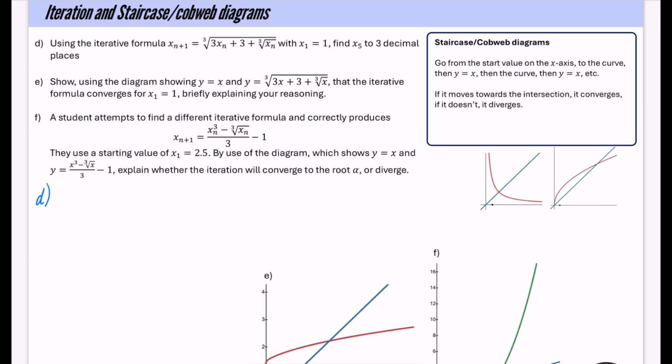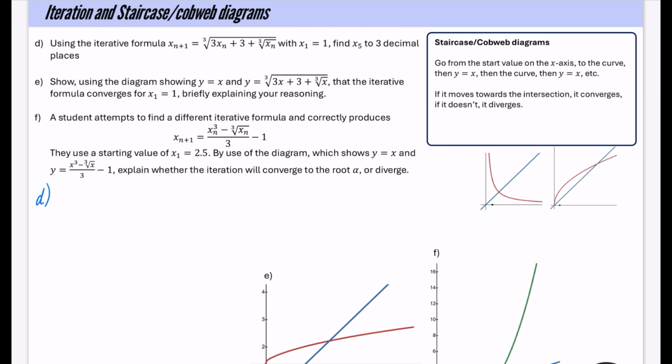So I'm just going to set that up on my calculator. I'll do 1 and then press equals. And then I'm going to do the cube root of 3 answer plus 3 plus the cube root of the answer. That's going to give me my next value for x2, which is 1.1929... And because it's stored in my calculator, I can literally just press the equals button again, and it will put that 1.9129 back into the formula.